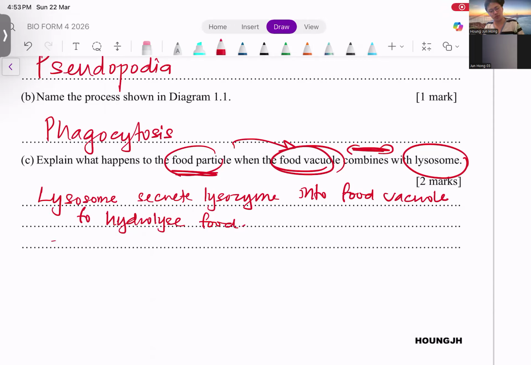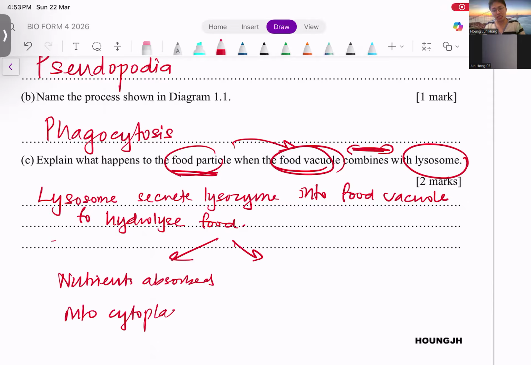Yes, there will be two. After you hydrolyze the food, after any digestion, there will always be two things. The nutrients will be absorbed, and whatever is not needed, the undigested material, the undigested food, would then be secreted, is discharged. It will just be left over there when you move away. Okay, it will be discharged.